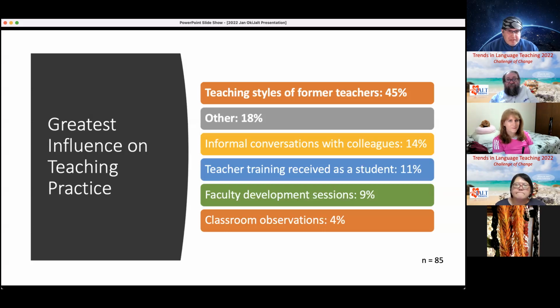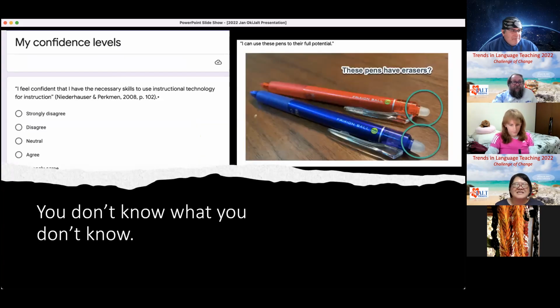So I did a survey of the faculty in my university, and of the respondents here, N equals 85, what is your greatest influence on your teaching practice? 45% say the teaching styles of former teachers. And if you think of most of the classes you've participated in or seen, usually those classes are teacher-centered. The teacher is giving a lecture and giving the information for students in the class. How do you know a different way? Well, you don't know what you don't know.